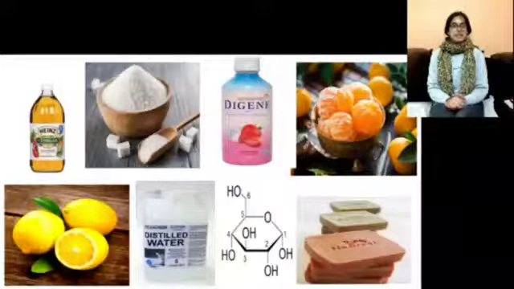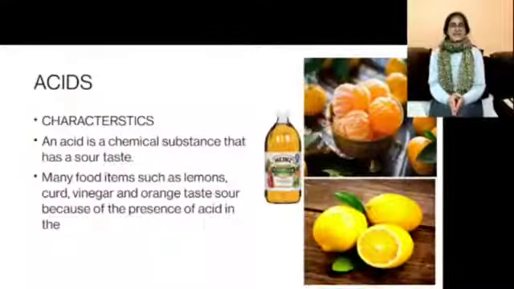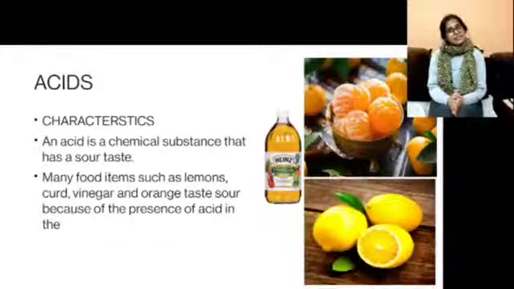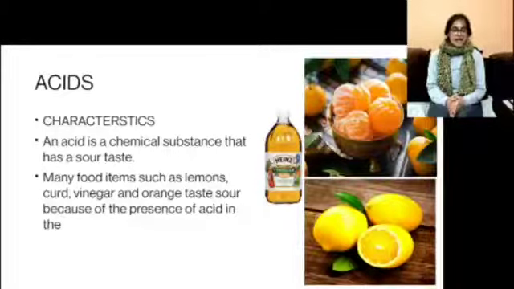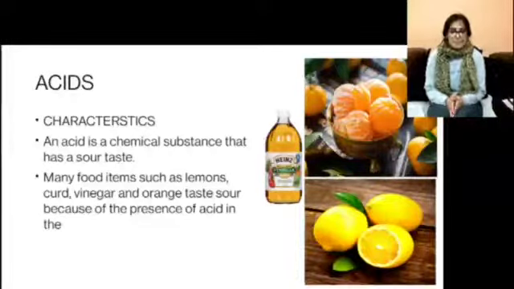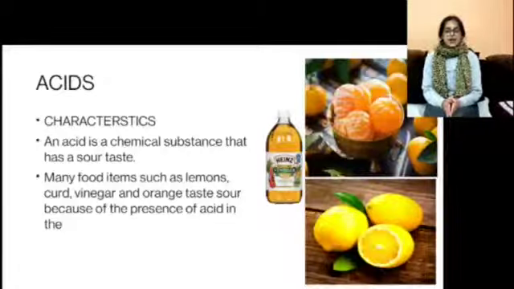Now, let us look into each one in detail. First, acid. What are the characteristics of an acid? An acid is a chemical substance that has a sour taste. Many food items such as lemons, curd, vinegar and orange taste sour because of the presence of acid in them.